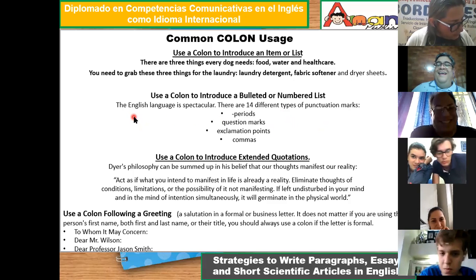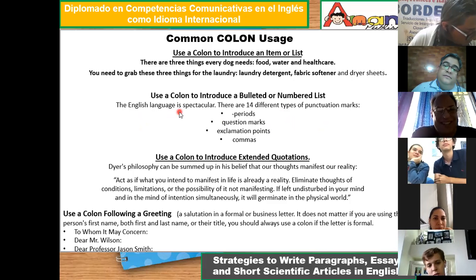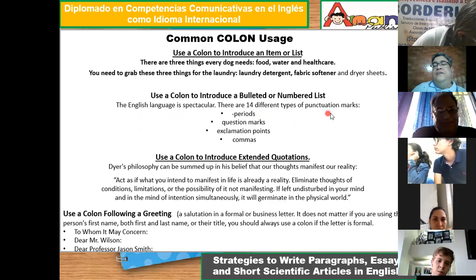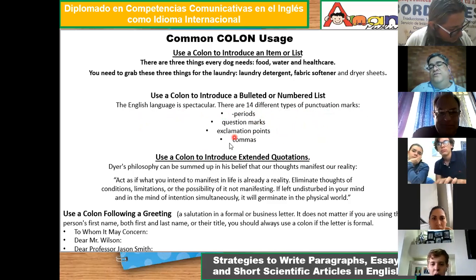Okay. In the English language, the English language is spectacular. There are 14 different types of punctuation marks: periods, question marks, exclamation points, commas. Yo solamente puse unos poquitos porque hay más.